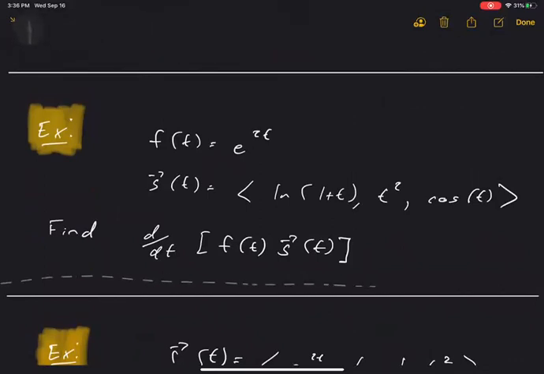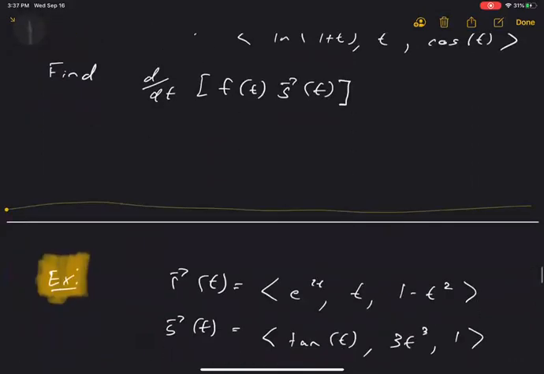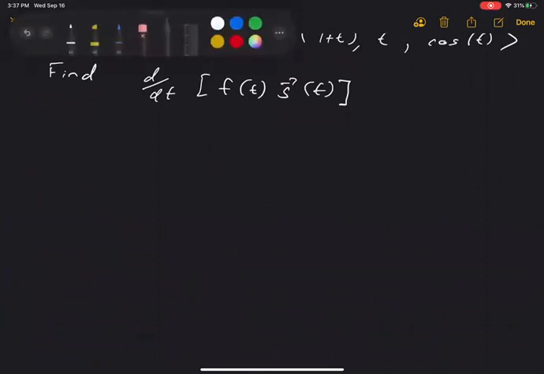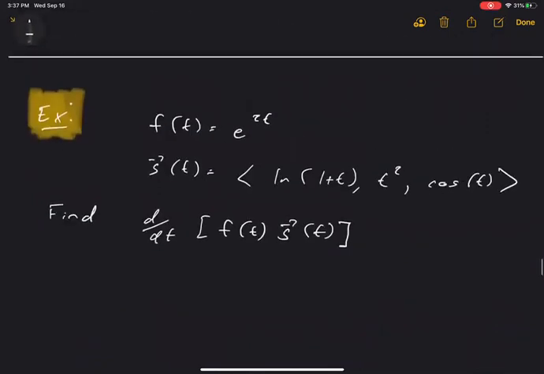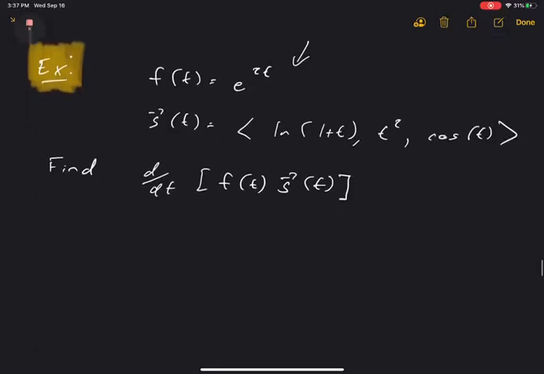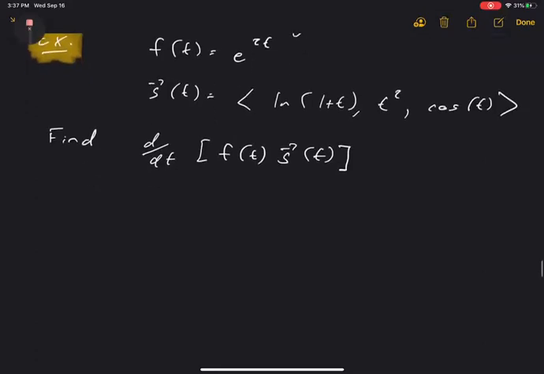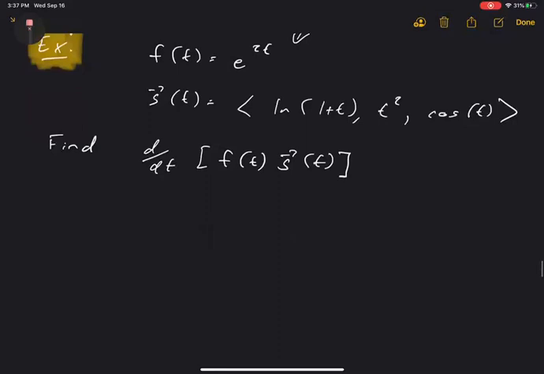Let's calculate this derivative. Let f equal e to the power of 2t, and let s be the vector valued function given here. Let's find this derivative. So pause and do it on your own, and let's see if it matches up with mine.